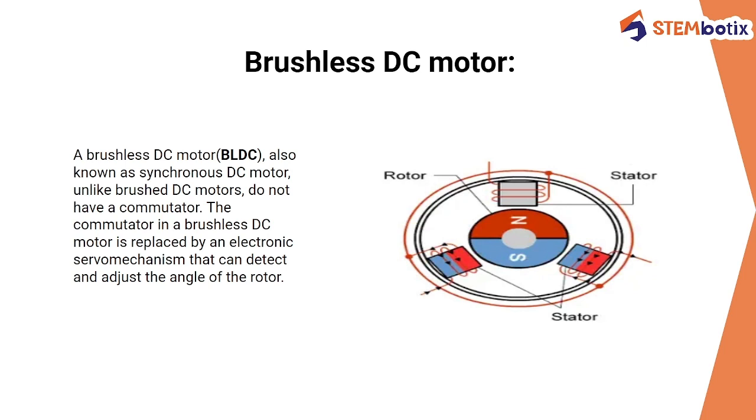So we have seen that in brushed DC motors the combination or unit of commutator and brushes is there to transmit electric current from stator to rotor. The whole unit of commutator and brushes was responsible for the transmission of current. But in the brushless DC motor, this function is replaced by an electronic servo mechanism, which can detect and adjust the angle of the rotor.